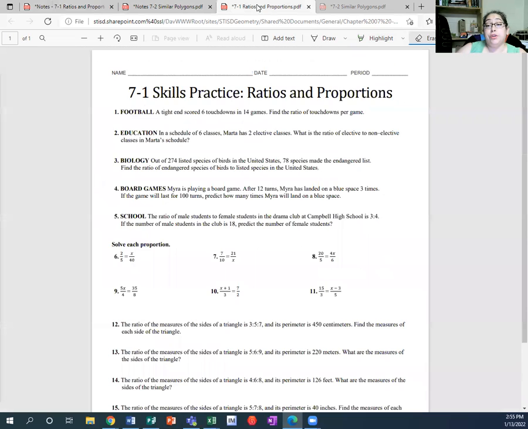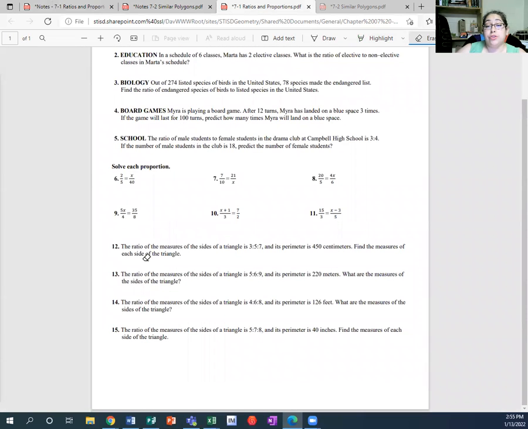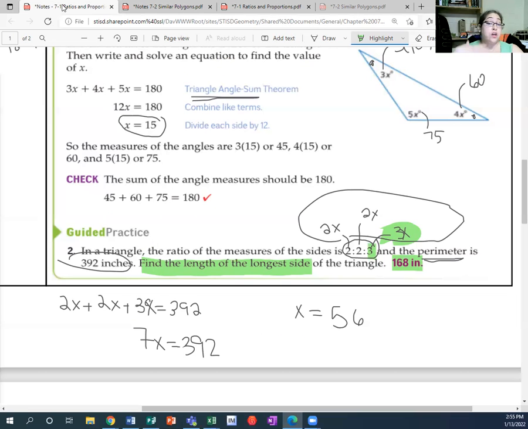Please be careful when you're reading the word problems to make sure you know which sides they want you to find. Some of the questions may ask for the longest side like this one does. Some may ask for the shortest. Some may ask for all. Just make sure that you're reading very carefully to know which sides you want, because that's going to determine how many points I can give you for the question.